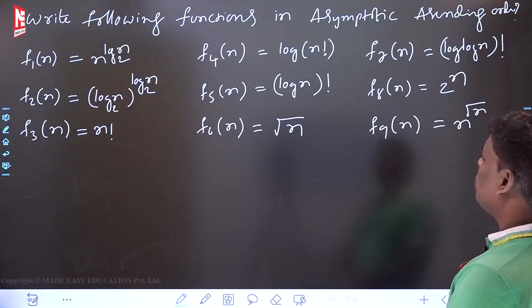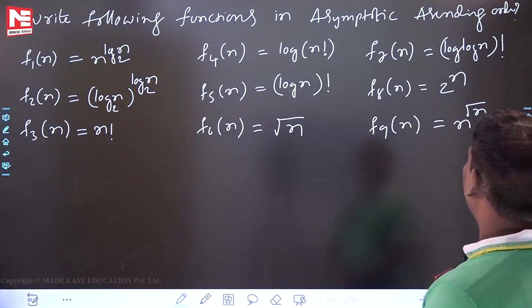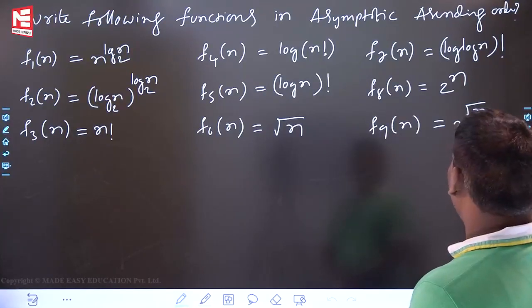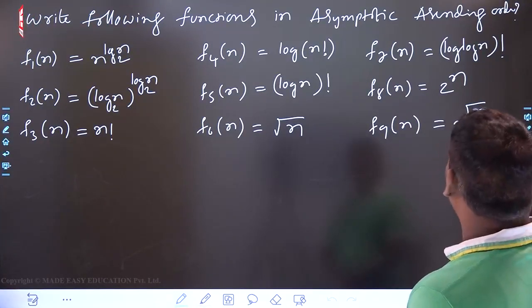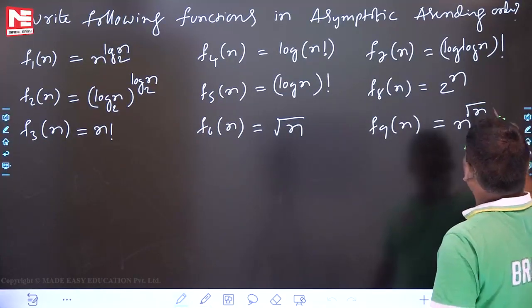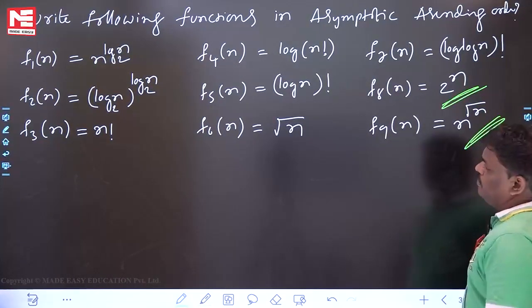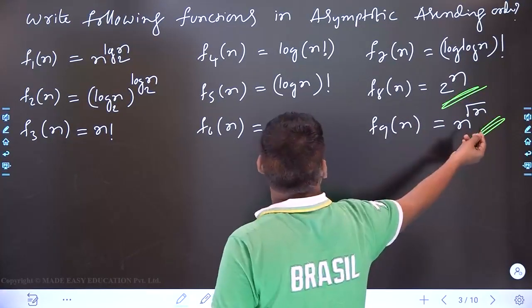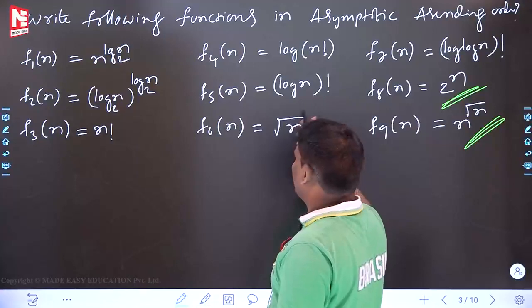Okay, can you help me one small line now? Among all these, which is bigger? Is there any n power n? No. N power root n? Yes, n power root n is there. 2 power n is also there. It is the root n, it's okay. Where is the n power root n? Where is the root n? Right? So this one we will see afterwards.